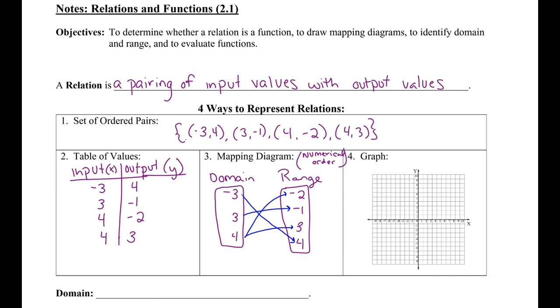The last way to represent a relation is a graph. And so I'm going to plot my points. So I'll have the point -3, 4, 3, -1, 4, -2, and 4, 3. We also want to note that this is not a function. And that is because the input of 4 has 2 outputs.